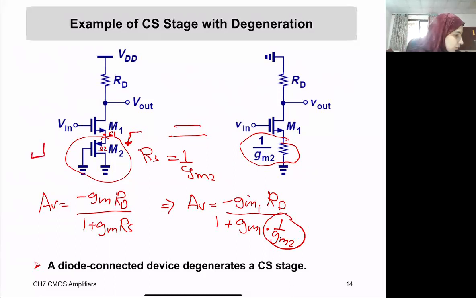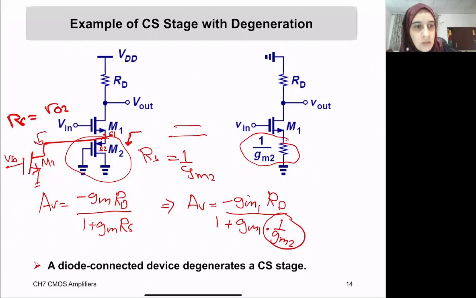If it was connected like this, and there's a VB here, then this Rs will be equal to Rout of the transistor, because I will be looking from the drain side of M2. Is this clear? Any question on it? No question. Okay.